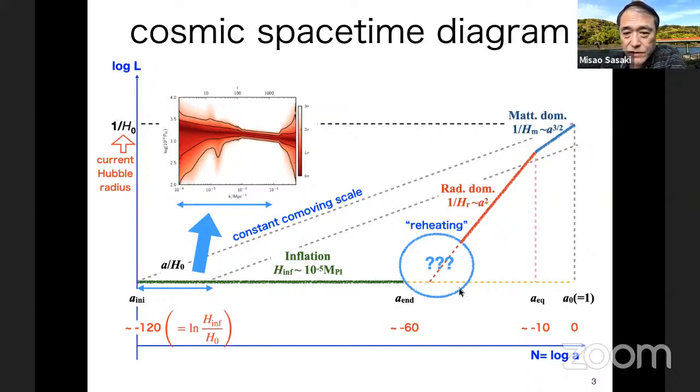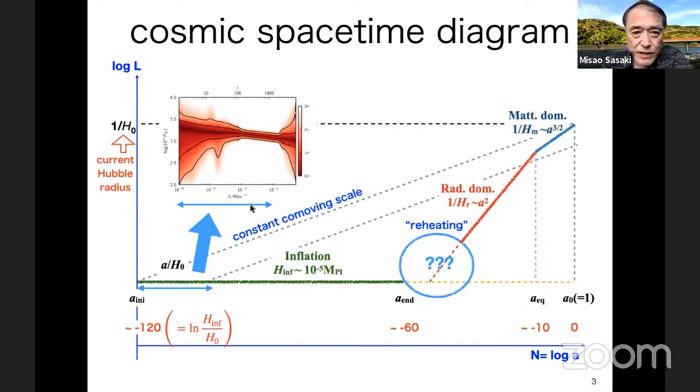At the end of inflation we don't really know what happens, but we think that sometime later the universe becomes radiation dominated, until about a couple of 100,000 years from the Big Bang, which is the equality time. In terms of the number of e-folds, it's about 10 e-folds before today.